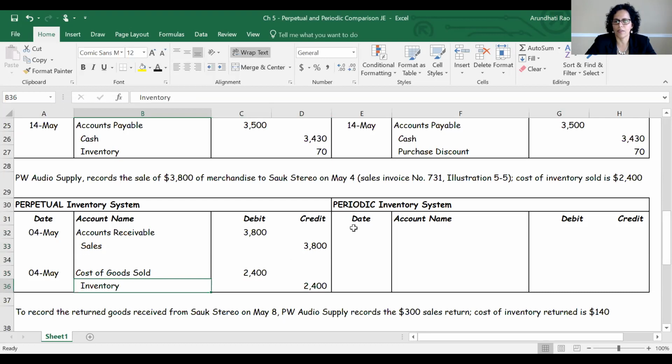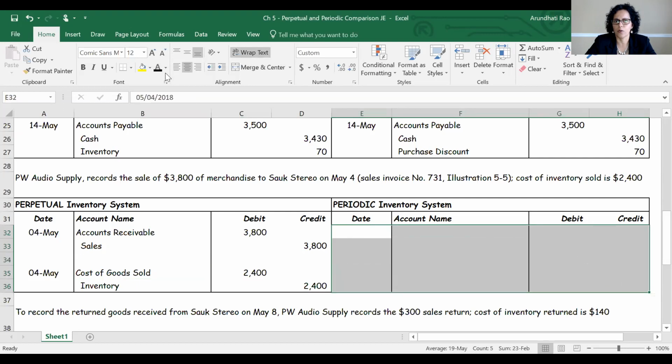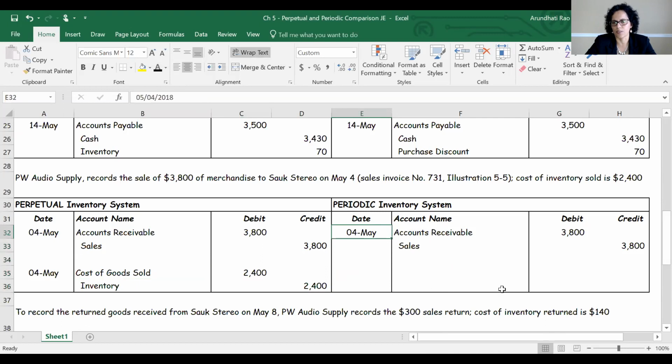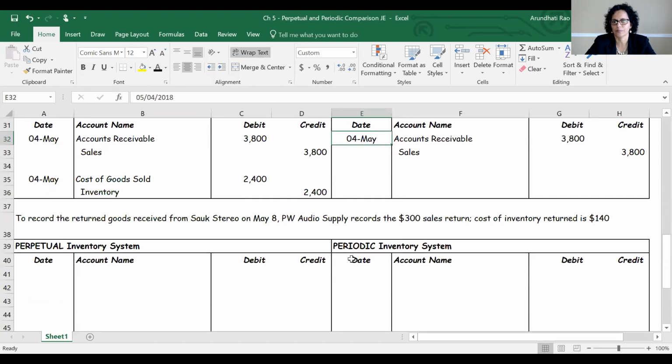In the periodic inventory system, we will do only one journal entry, only the first one, it stays the same. We don't do the second journal entry. Again, remember, every time there's a transaction that affects inventory, we're not going to talk about inventory and cost of goods sold in the periodic method.